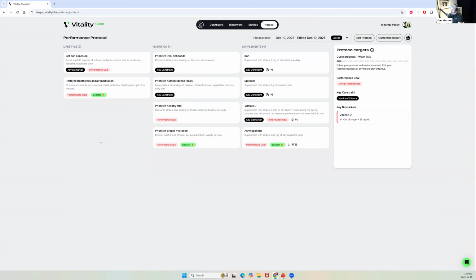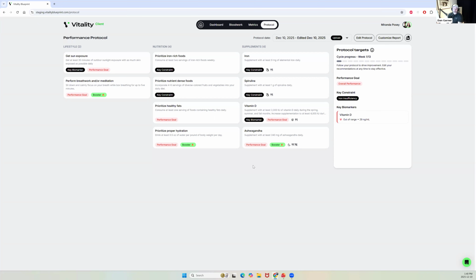Protocol stuff, you're able to see which was a key biomarker. So that's an important call out. I'll maybe talk about that a little bit in the next and final example here. But you're able to see a key constraint, which is iron insufficiency. The key biomarker, I'll just say it, was the one that was relevant to her performance goal. And then she also had some other boosters here as well.